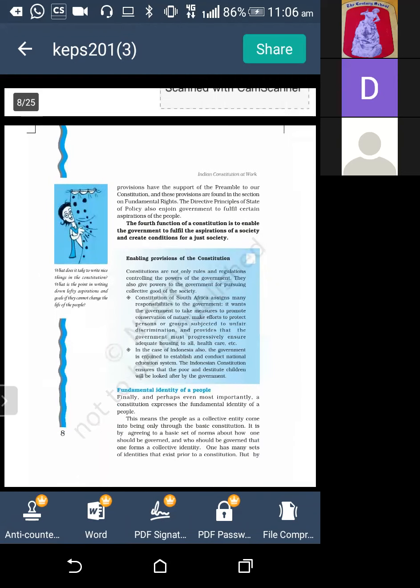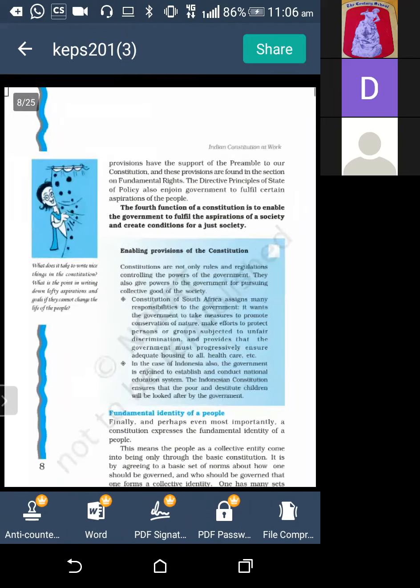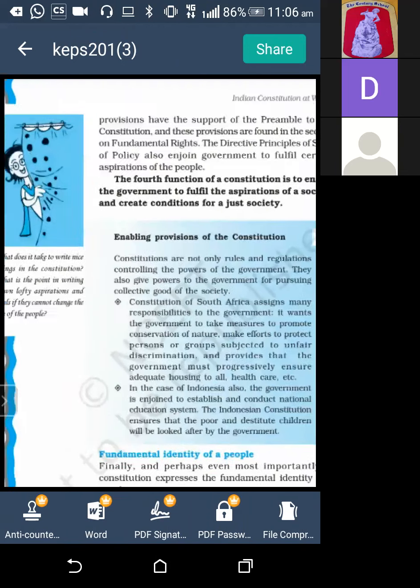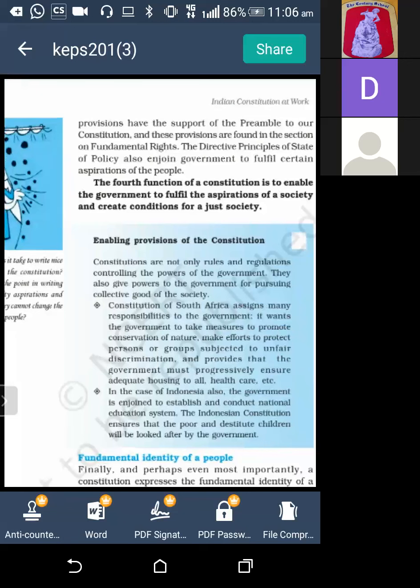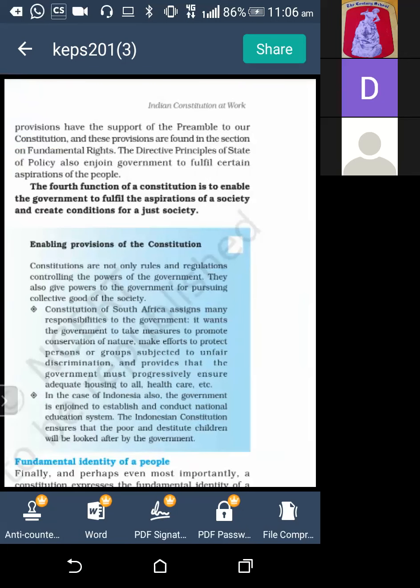here. I gave you three functions, and the fourth function of the constitution is to enable the government to fulfill the aspirations of society and create conditions for a just society. It's the fourth function. The third function I have already discussed with you. I am telling you in Hindi that the fourth function is for the government to fulfill your wishes.